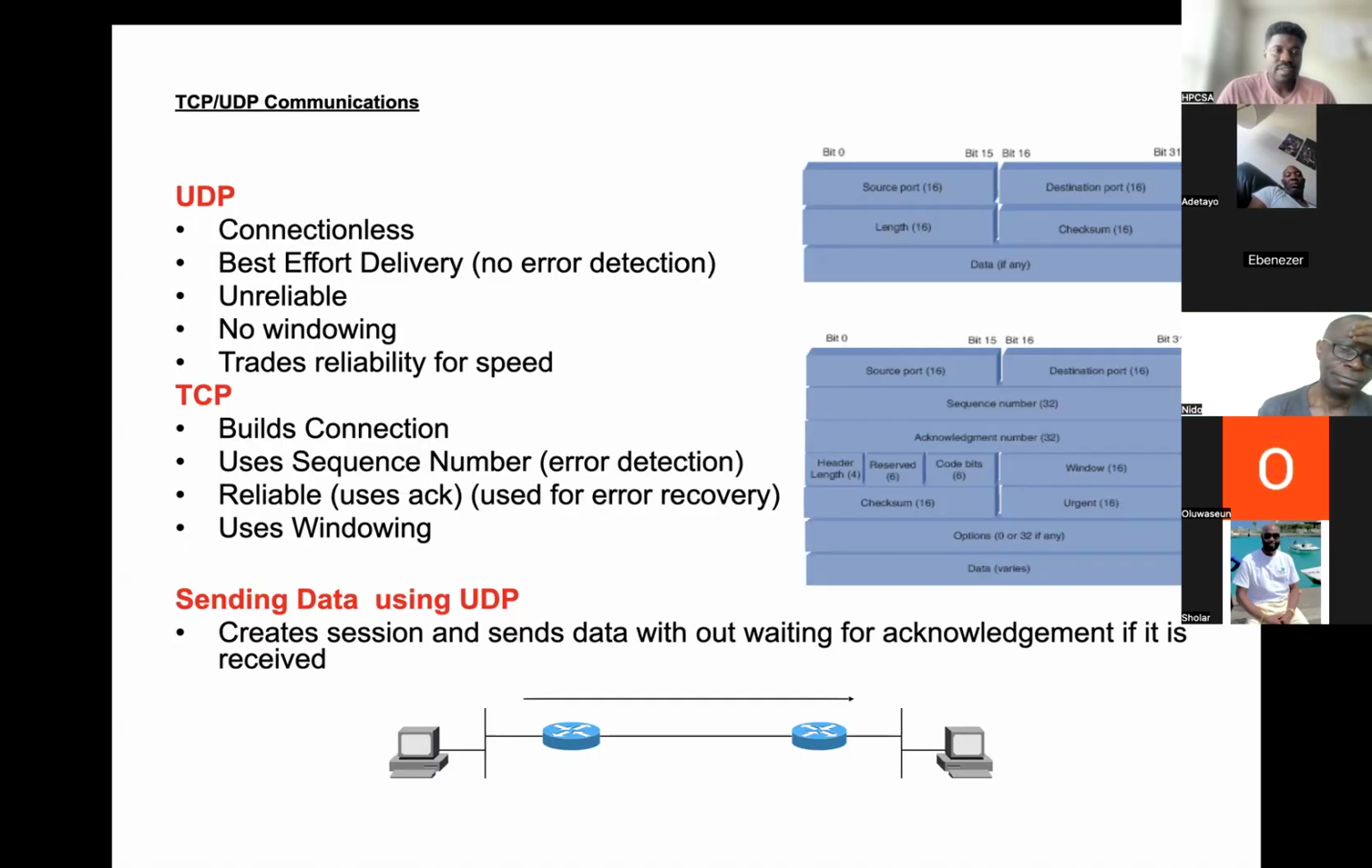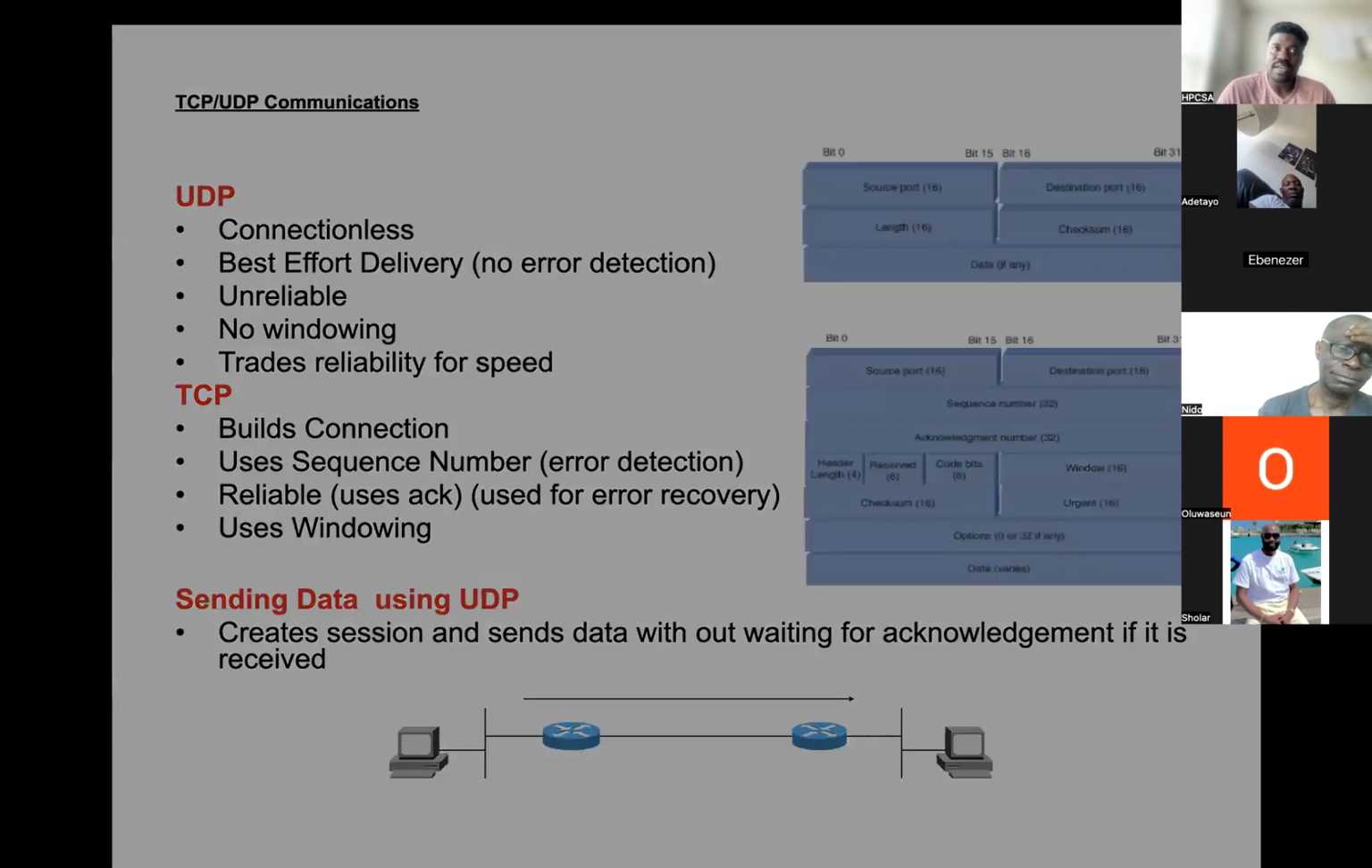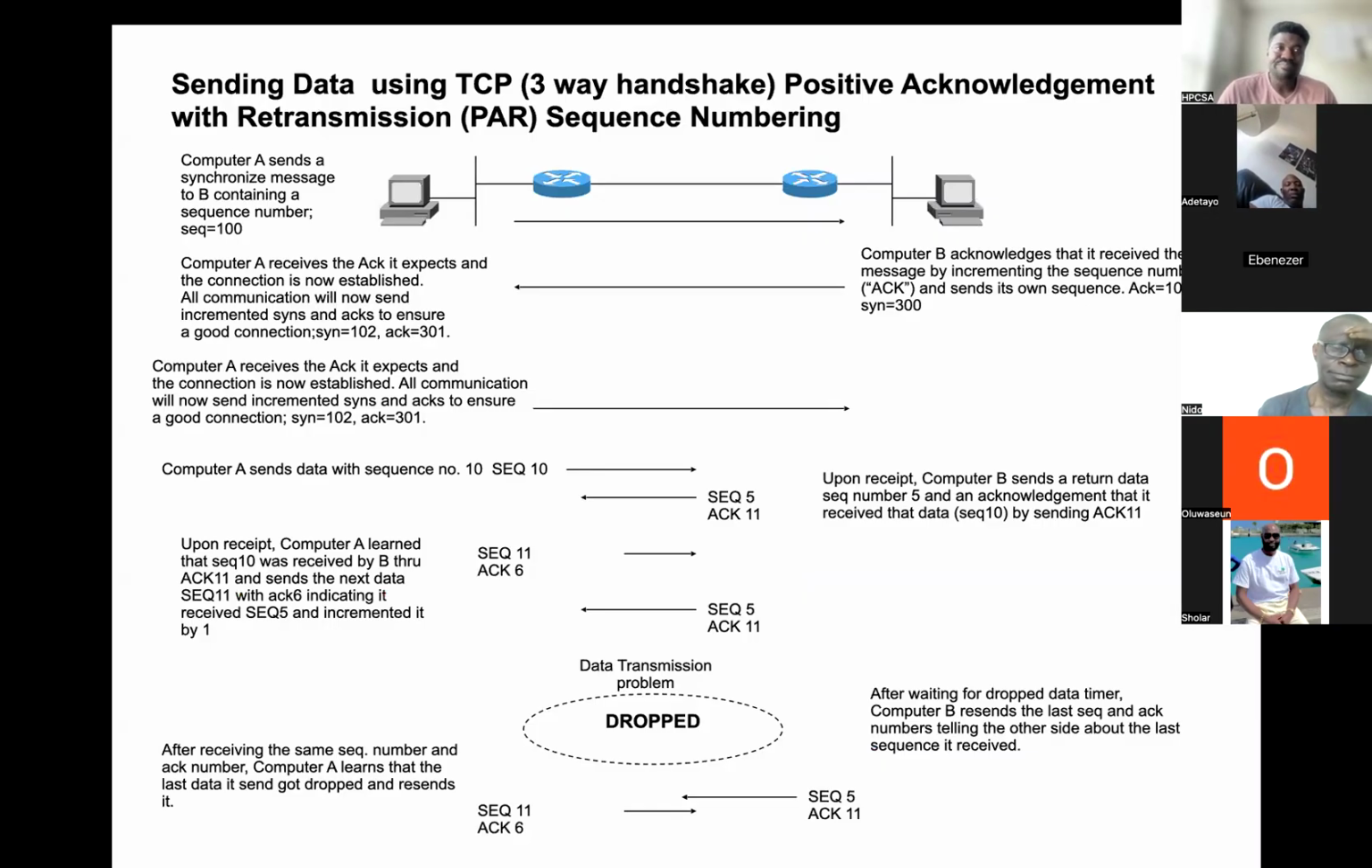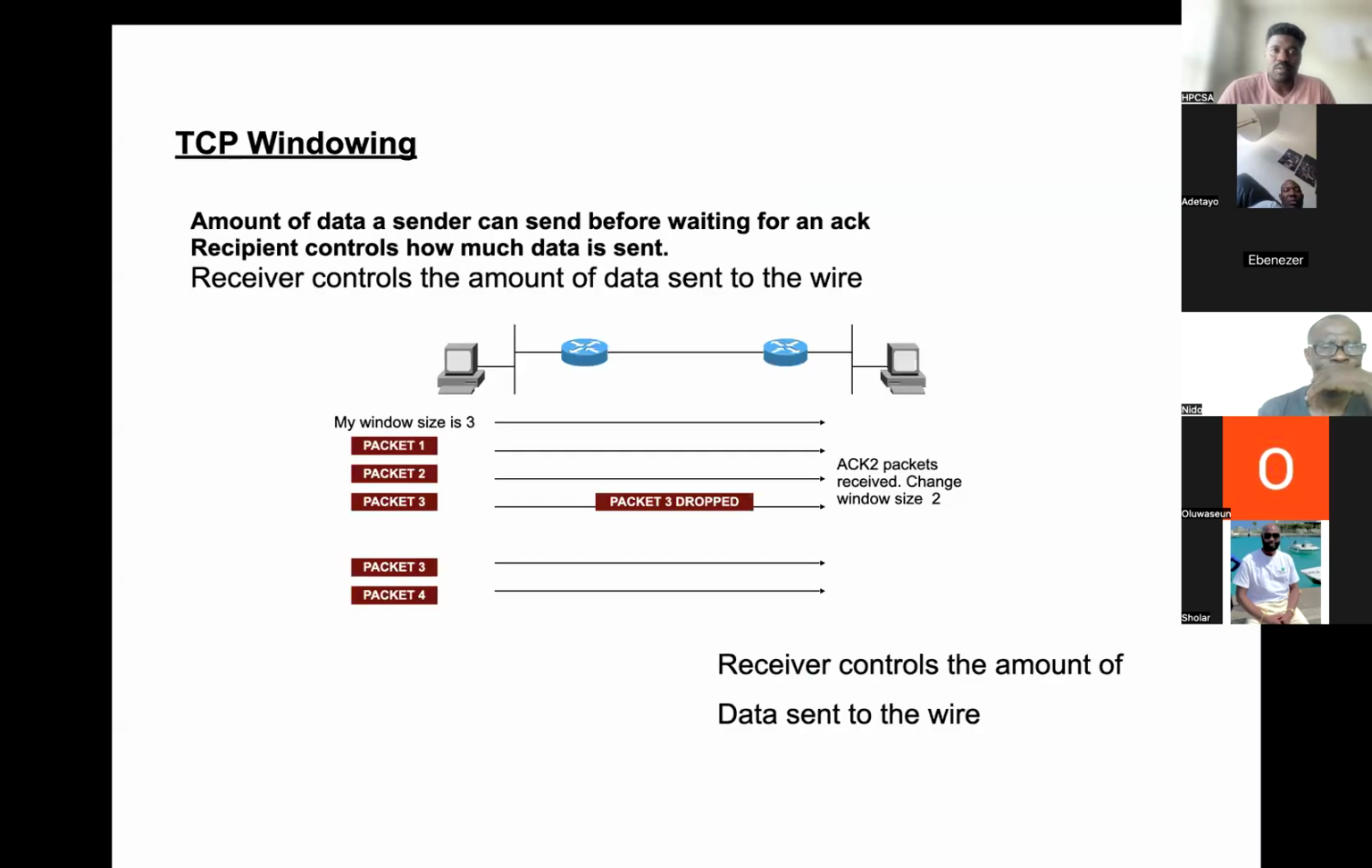With UDP, when sending data, there's no acknowledgement. With TCP, when you send data, there's an acknowledgement that it has been received. That's the difference between TCP and UDP. Yep, let's keep it moving.